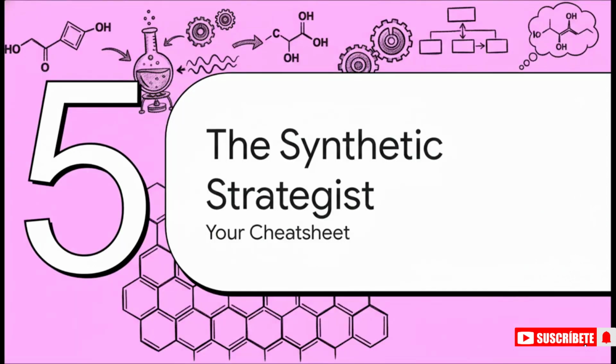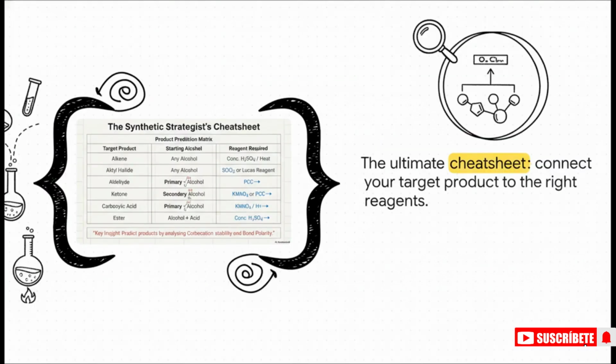Wow. Okay, we have covered a ton of ground. We know what alcohols are, how to make them, how they react. So now it's time to put it all together. Let's start thinking like a synthetic strategist. This chart right here, this is basically the ultimate cheat sheet. This is how you start to think like a real synthetic chemist. So let's say your goal is to make an aldehyde. You just look at the chart. Okay, I need to start with a primary alcohol, and I need a mild oxidizer like PCC. Done. Want to make an alkene? Just grab almost any alcohol, add some acid and heat, and you're good to go. This is how chemists work backwards from the goal to figure out the perfect plan.